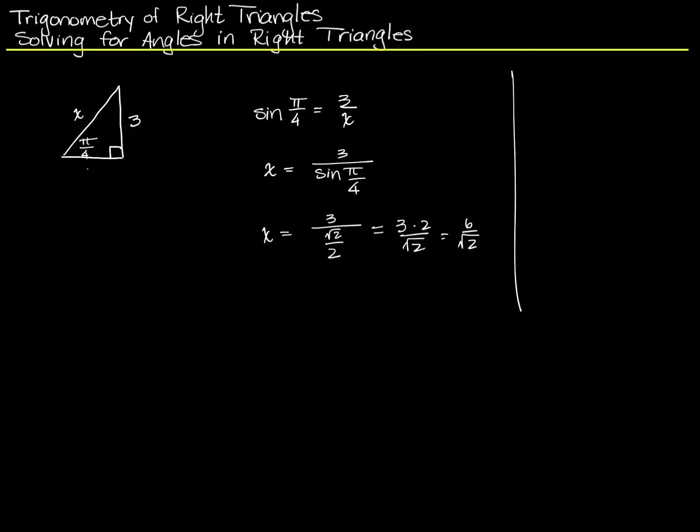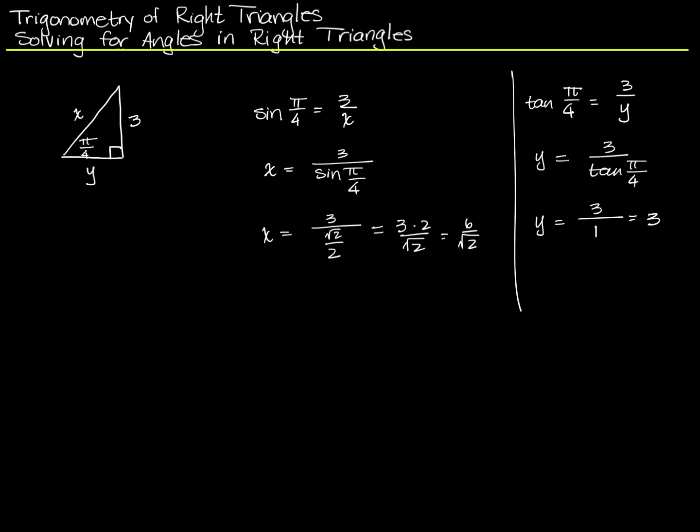If we want to find this other side, let's call it y, then if all we know is this angle, we might have to use adjacent over opposite or opposite over adjacent. Let's use opposite over adjacent. Because I'm using opposite over adjacent, I'll use tangent. The tangent of pi over 4 is equal to 3 over y. Solving for y, I get y equals 3 over tangent of pi over 4. Well, I know the tangent of pi over 4, that's 1.